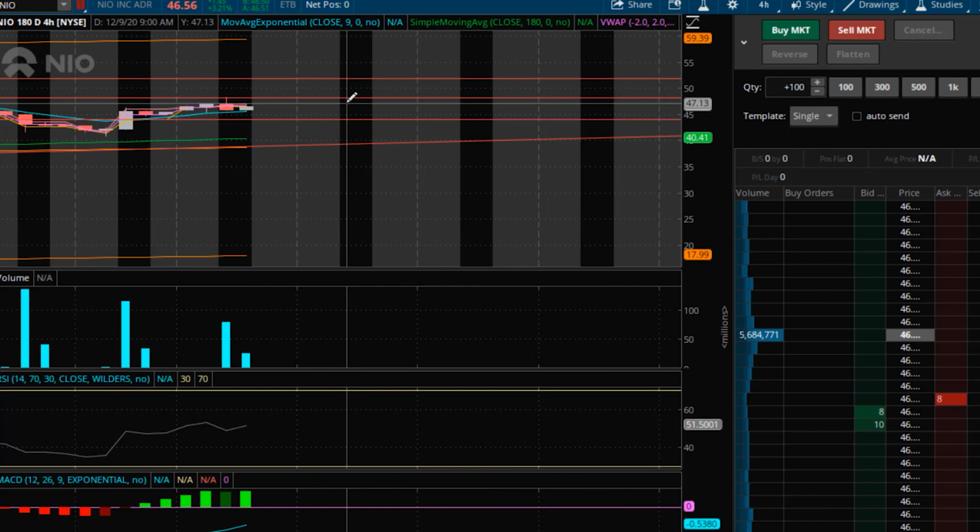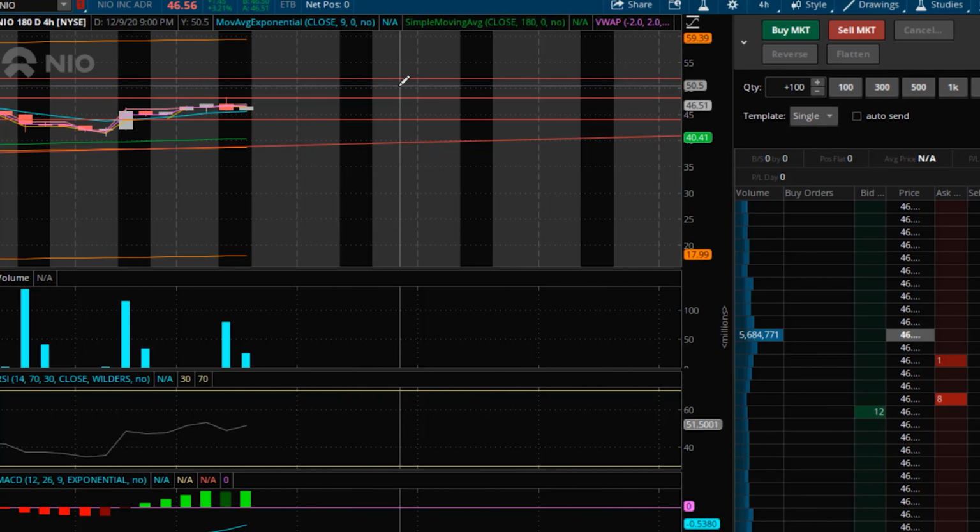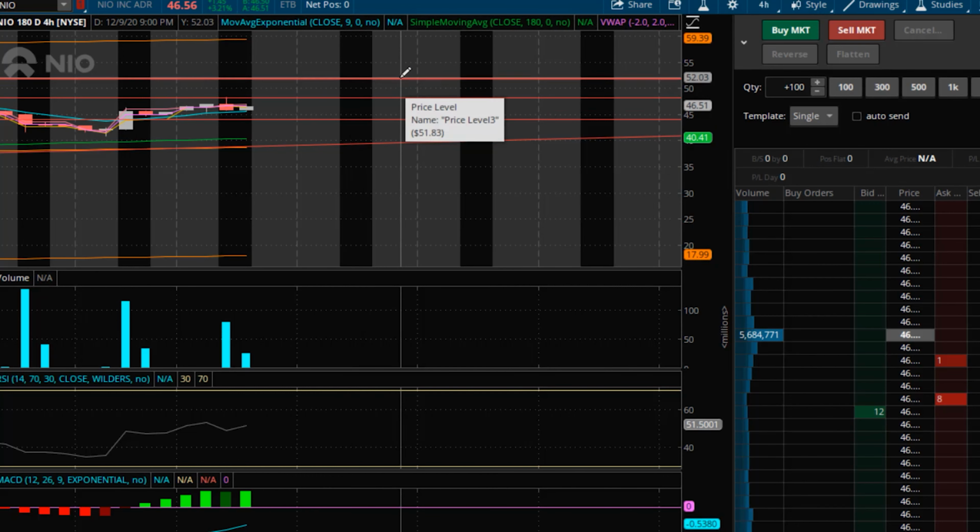So either way, regardless if NIO goes up or down, my game plan is: if it does go down, wait for it to bounce back up and take that profit, or wait for it to break that resistance and see if it does have a steady upward trend. And then if I do see confirmation of that, I'm going to sell at 52.03.